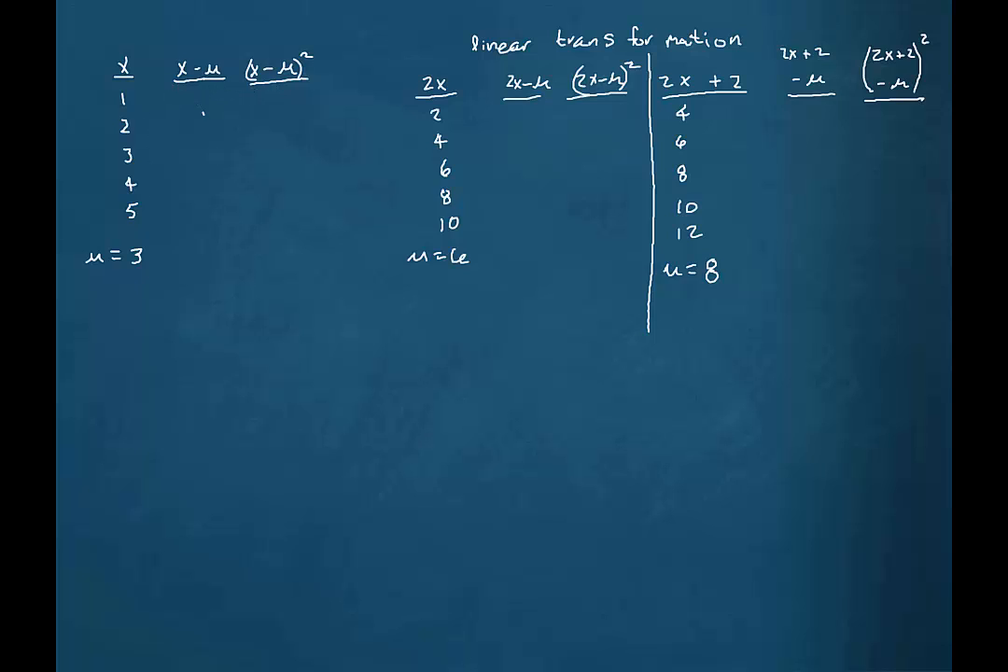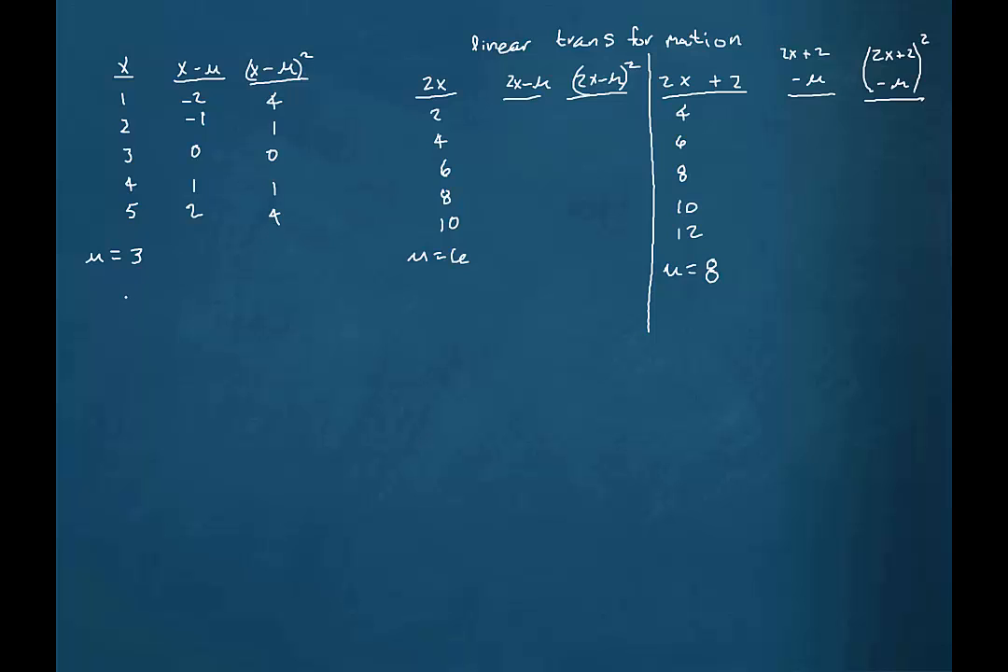And so what we're going to do first is subtract the mean from each of these data values. So we'll have minus 2, minus 1, 0, 1, and 2. And then when we square those values, we'll have 4, 1, 0, 1, and 4.